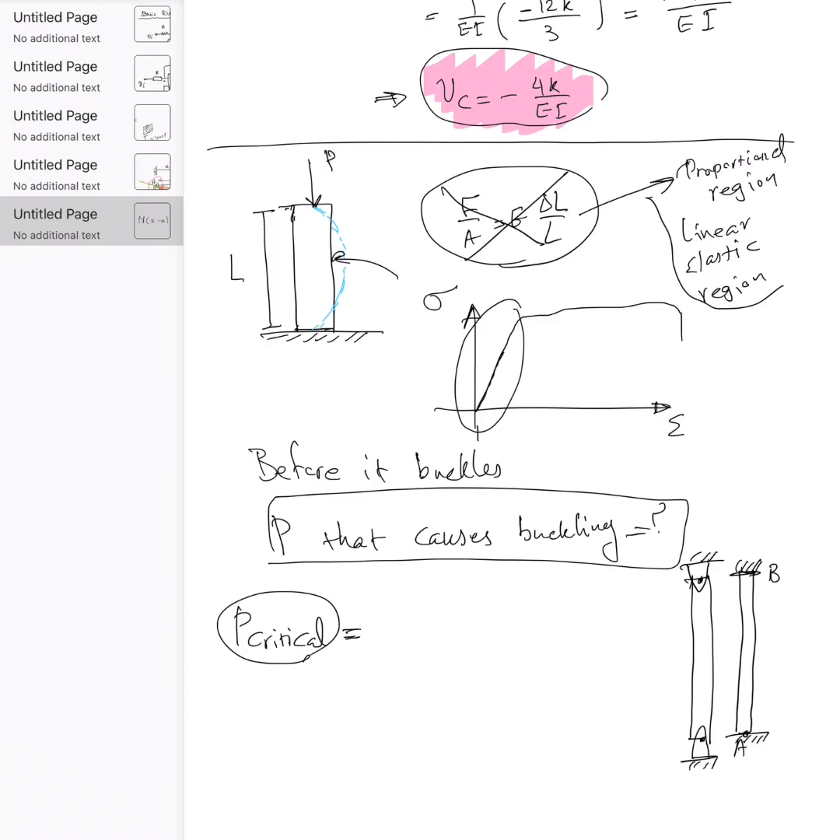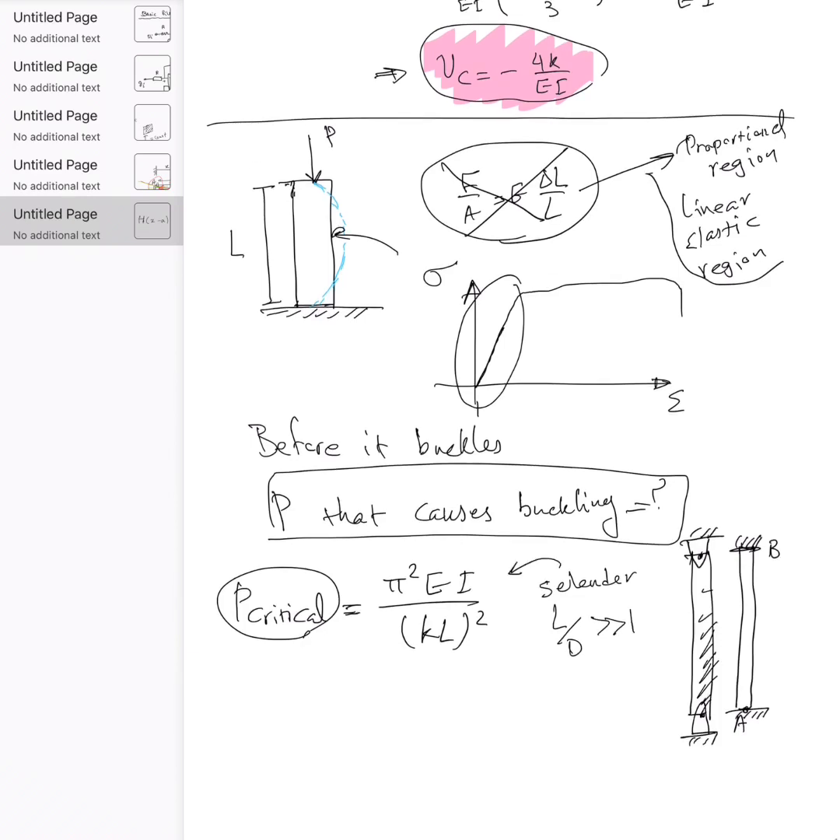So in order to include all of them in one equation, you can write P critical is equal to pi squared EI over K L squared. That's the equation you get for the deflection of a cylinder. You see your beam column, well, I'll call this beam, but in fact it's a column, it should be a cylinder. That means your length over diameter should be a very large value, such that this equation is valid.